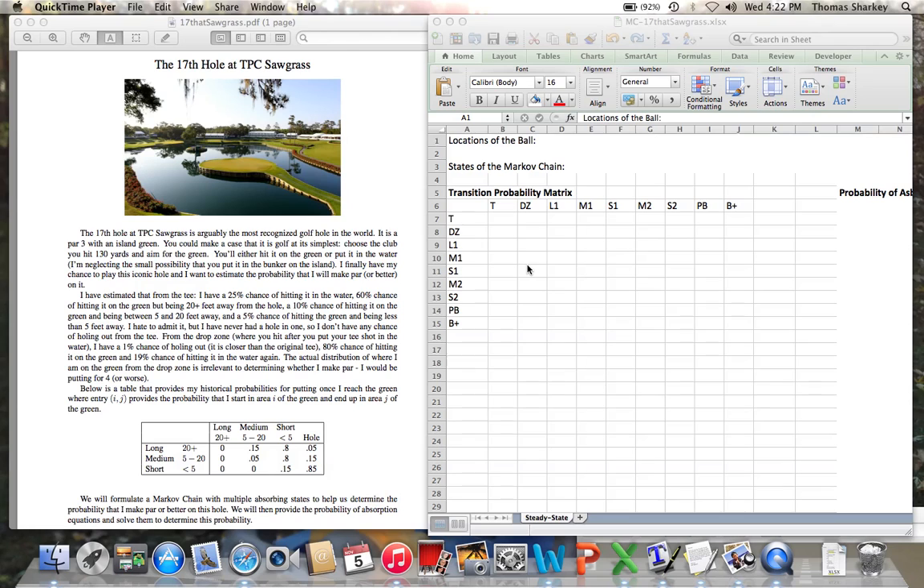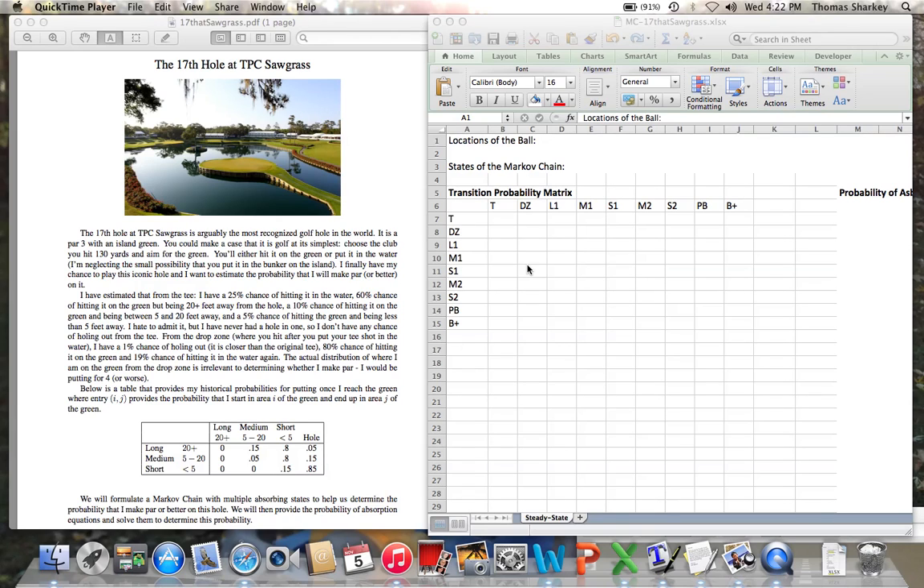And so I've kind of listed within the problem description the various places that you can end up, your ball can end up, or my ball can end up. I mean, you start the hole on the tee, you take your swing, you either put it on the green or you put it in the water. If you put it in the water, you end up having to hit a shot from the drop zone.